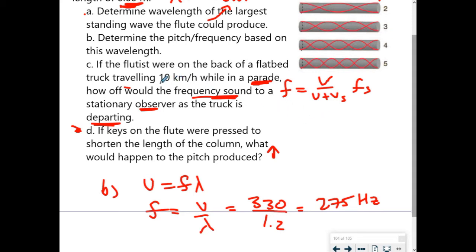Oh, I got to do one more thing though. This 10 kilometers an hour is not in meters per second. I got to convert it to meters per second. If I haven't shown you guys this trick yet before, just divide by 3.6. You get 2.7 repeating meters per second. And if I haven't shown you the trick, here's the logic behind it.